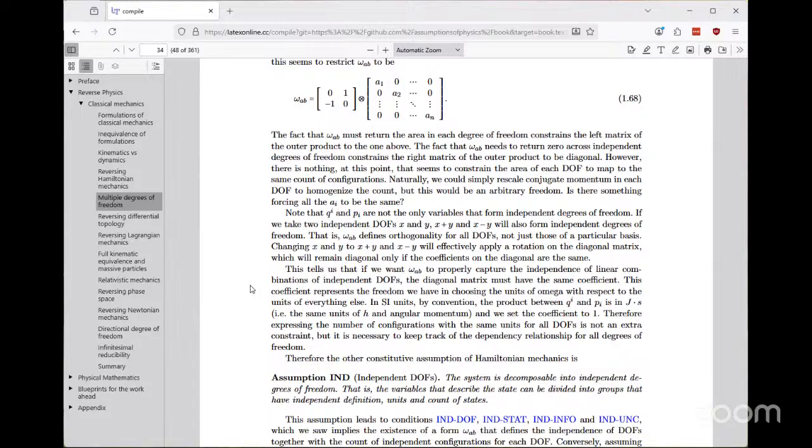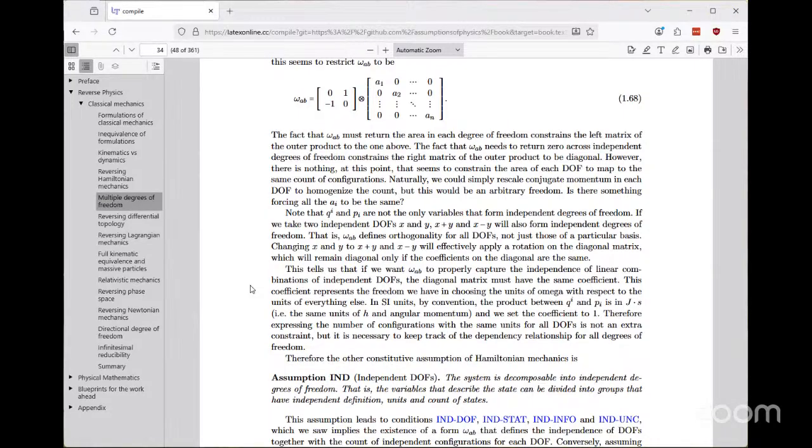This coefficient represents the freedom we have in choosing the units of omega with respect to the units of everything else. In the International System of Units, by convention, the product between Qi and Pi is in joule-seconds, i.e. the same units as h, an angular momentum. And we set the coefficient to 1. Therefore, expressing the number of configurations with the same units for all degrees of freedom is not an extra constraint. It is necessary to keep track of the dependency relationship for all degrees of freedom.